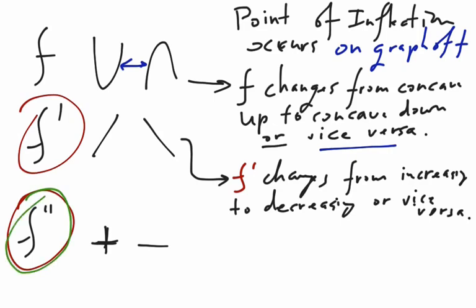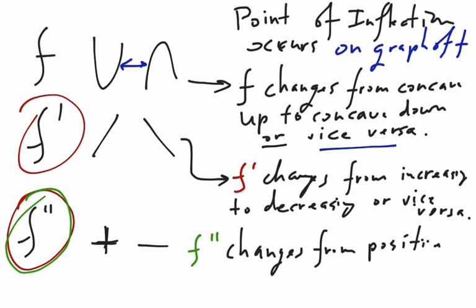in green. This would be f double prime changes from positive to negative or vice versa. There we go. So basically, based on the graph that you have and the information that you want to get from the graph, you will use different combinations of these phrases in order to justify your answer.